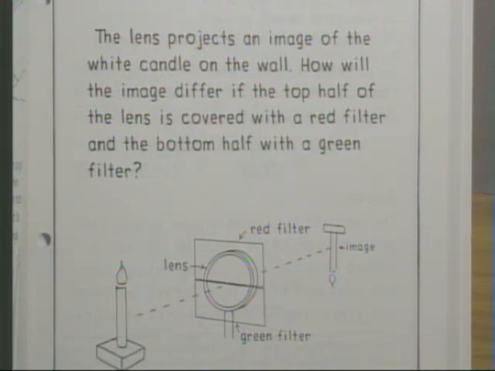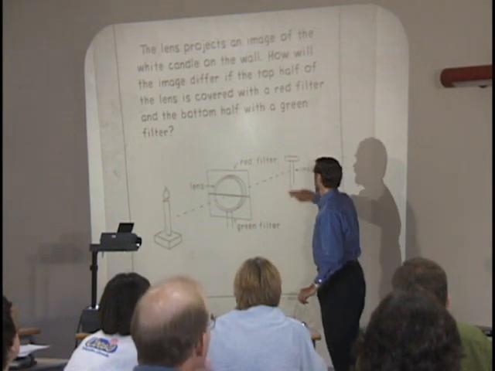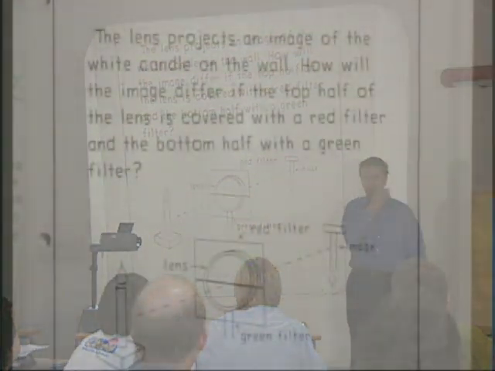Green filter on the bottom, red filter on the top. White candle. What color is the candle over here? Check your neighbor.